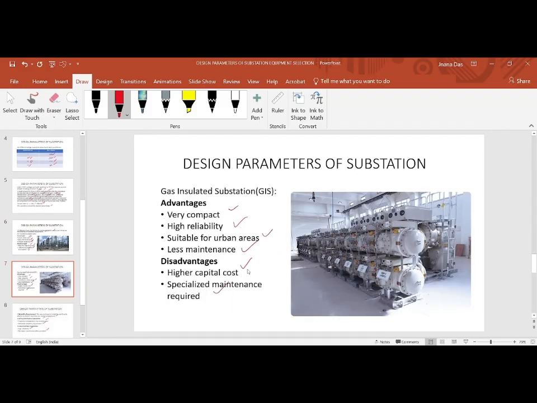Then for a GIS substation, gas insulated substation, it is very compact. The advantages are that it is very compact, highly reliable, suitable for urban areas, and needs less maintenance. What are the disadvantages? The disadvantages are higher capital cost, and it needs specialized maintenance.